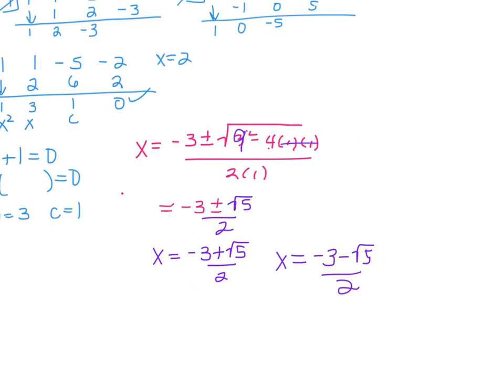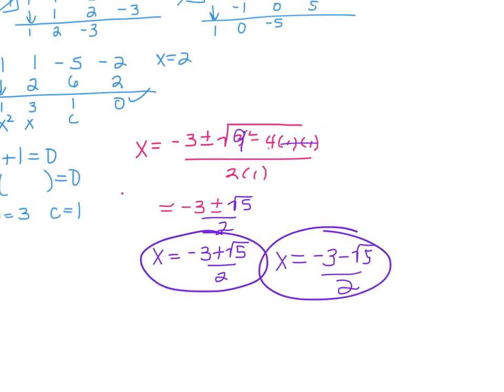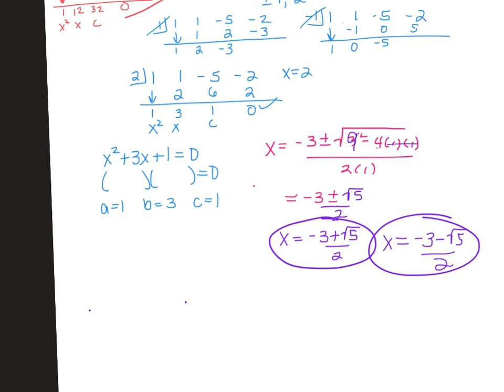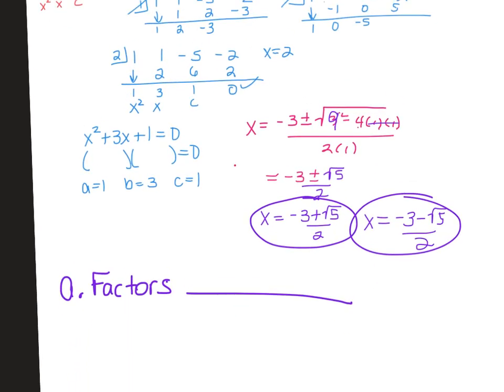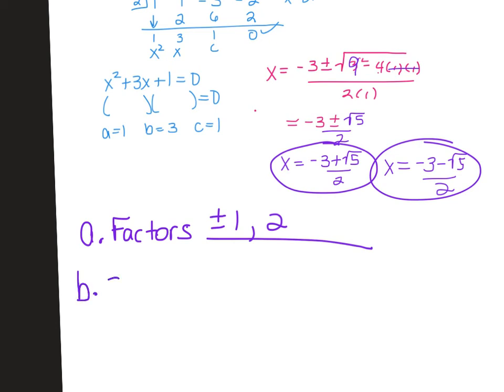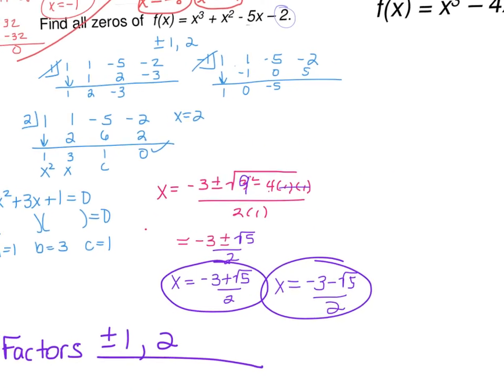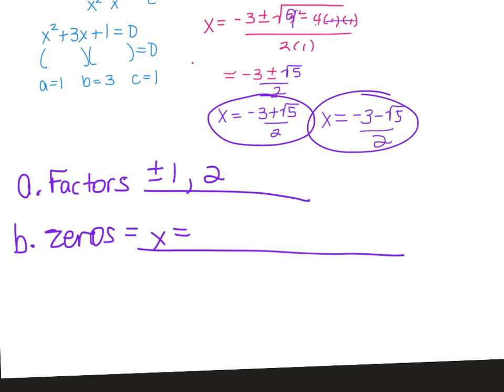Yeah. So you have 3 zeros. You got 3 of them. So when you are asked to list your factors, you'd say A, my factors are, what were my factors? 1 and 2. Plus minus 1, 2. Then it's going to say, okay, B, I'm going to write my zeros. My zeros are at x equals, the first one was 2. See how it's important to circle it so you can find it? Then I have a 0 at x equals negative 3 plus root 5 over 2.